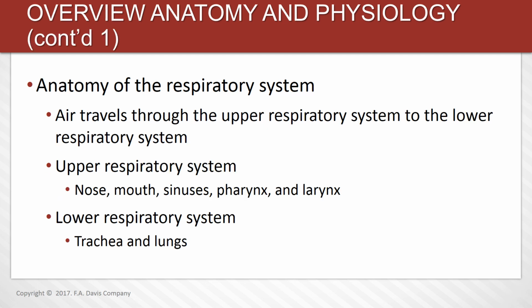All right, and so again, more anatomy and physiology. Air travels through the upper respiratory system to the lower respiratory system. We already talked about the upper respiratory system and what that includes: the nose, the mouth, your sinuses, right? Your pharynx and your larynx. Those are all upper respiratory. In the lower respiratory system, you're thinking about your trachea and the lungs. That makes sense, right? Next slide.